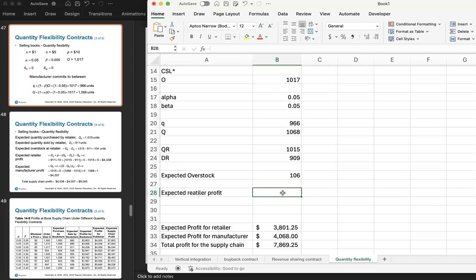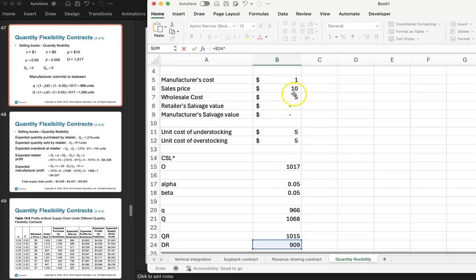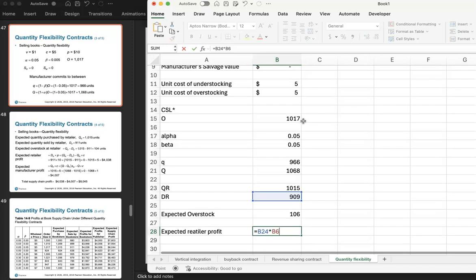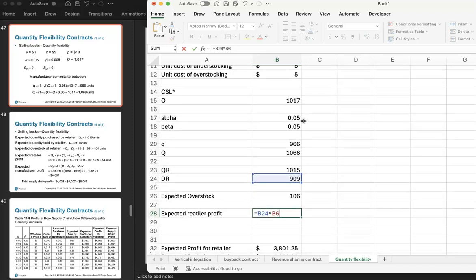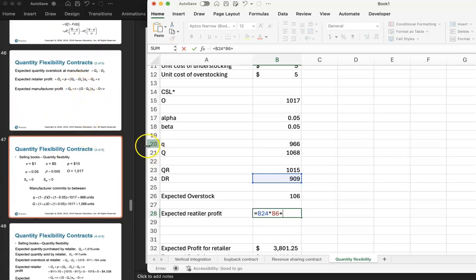Expected retailer profit, this is how many units you expect to sell. So this is how many units the retailer will purchase, but this is how much they'll expect to sell, right? They're going to sell it at the sales price, which is $10, so that's how much money they make, right? Plus salvage, if they're salvaging anything. So they have a salvage value. Right? So any overstock that they had.